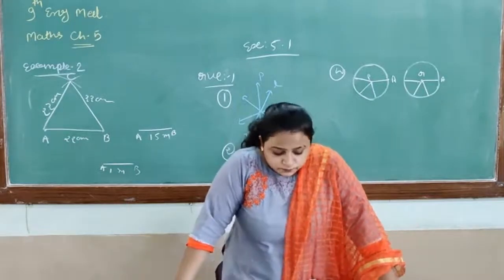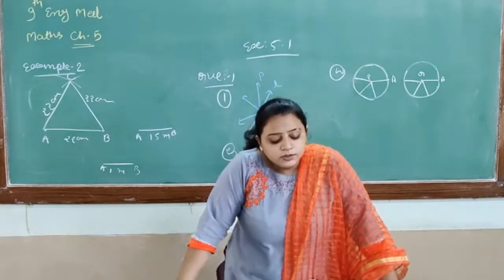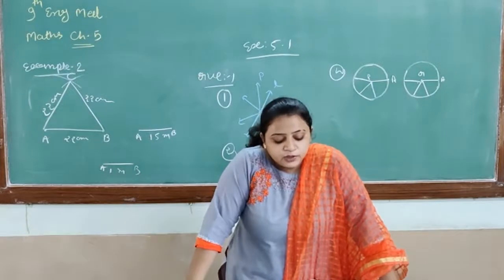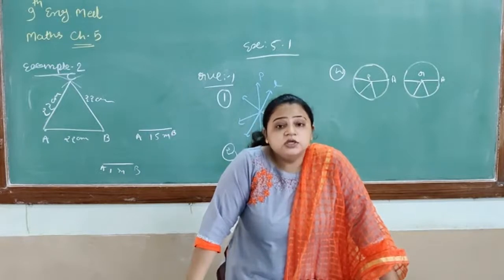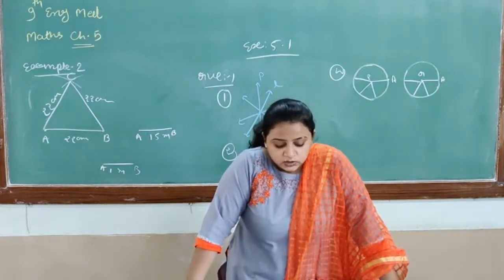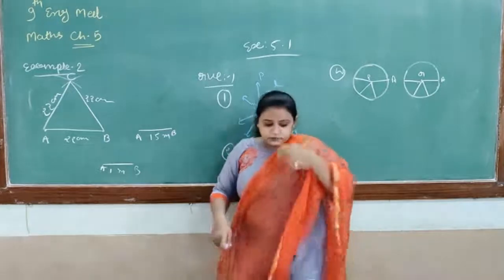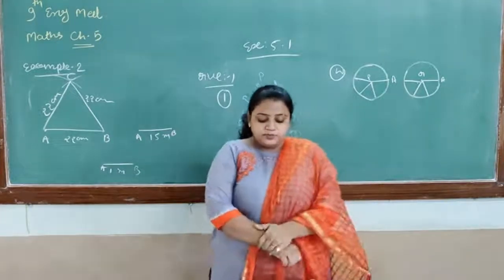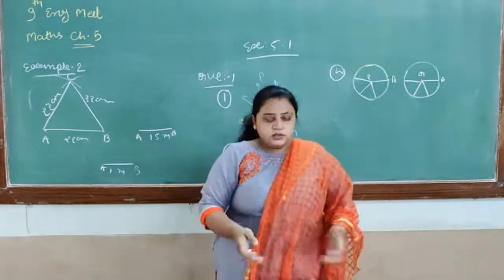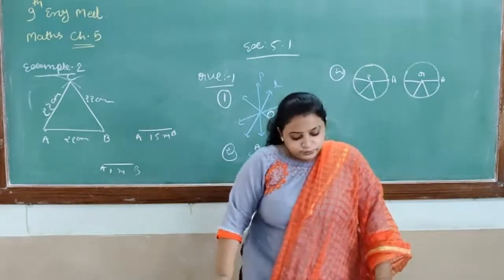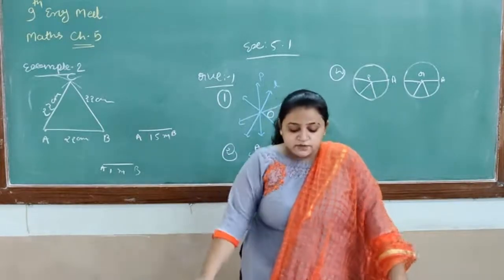Question number 5. In figure 5.9, if AB equals PQ, PQ equals XY, then AB equals XY. So it is similar to example 1. Right? So you can say yes, it is like that only. You can write it by yourself.